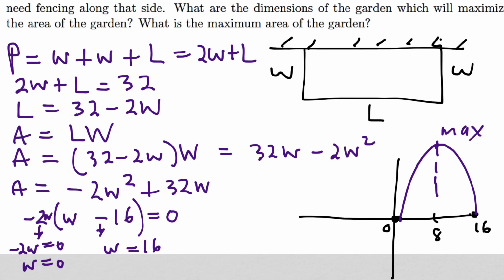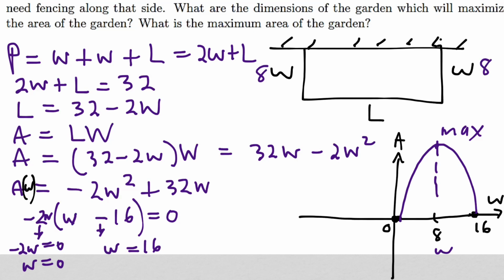All right, so that means this is my W axis. So let me just make a note of that over here. This is my W axis, and this is my area axis, because my function is in terms of W, A of W, because you can see here that I've got a W instead of an X, and I've got an A instead of a Y. All right, so I know that my W at my peak is 8. So the width of this garden must be 8.